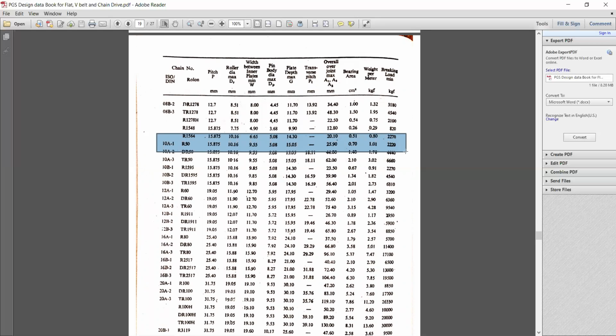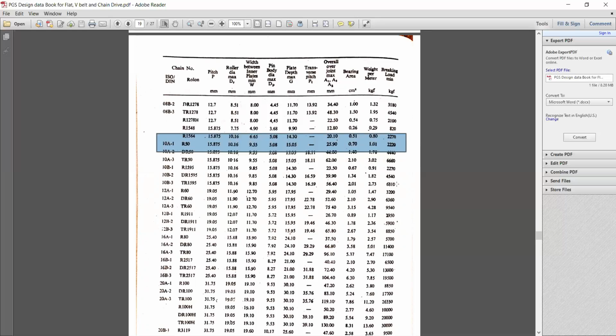Plate depth is 15.05 mm. Overall over joint maximum area is 25.90 mm, and the bearing area is equal to 0.7 cm². The weight per meter in kgf is 1.01, and the breaking load in kgf is 2220 kgf. Okay, so this is the basic information whenever you choose any type of chain.